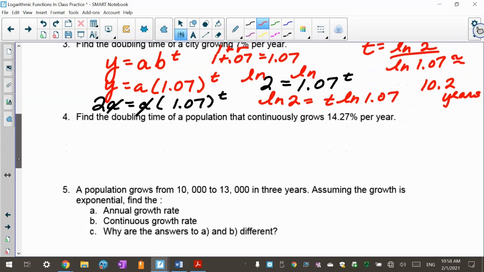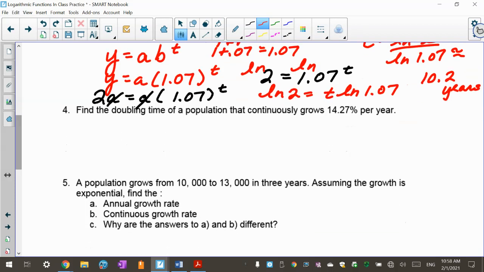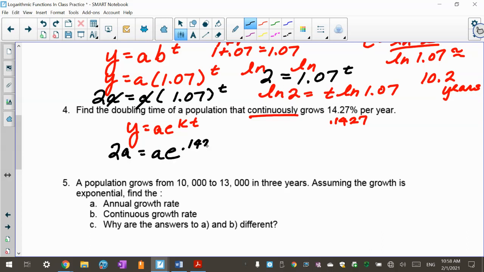This one here, it tells you it's continuously growing. So I'm going to do continuously y equals a e to the kt. And it's doubling time, so I know that this is going to be my k, and it's going to be positive because it's growing. So I can start right off the bat saying, I want to find when this doubles. I already know my rate is 0.1427 to the t. So I can do it this quickly because I know the rate.